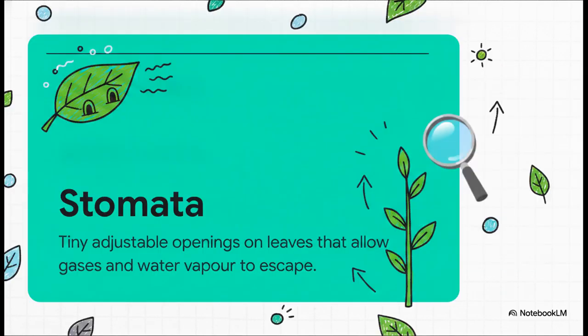Now, before we evaluate the specific options, let's define a totally crucial term, stomata. I want you to think of stomata as tiny, adjustable doorways located mainly on the surface of the leaves. Just like doors in a building can open to let people out and close to keep them in, these microscopic pores can open up to let gases and water vapor escape and close right up to conserve water when the plant is dry. Seriously, keep that visual in your head. Tiny, adjustable doorways on the leaf.